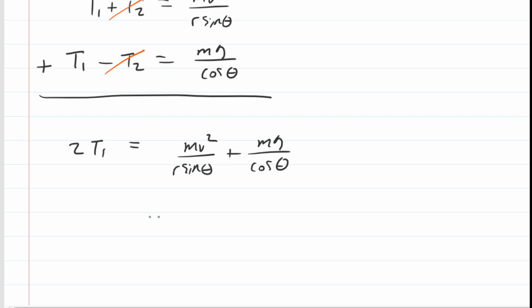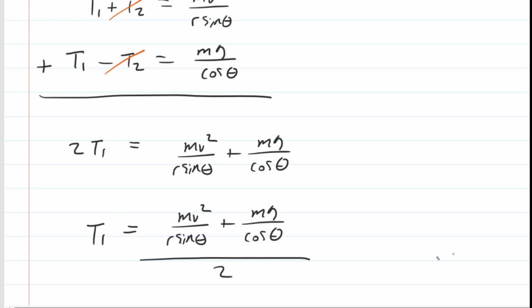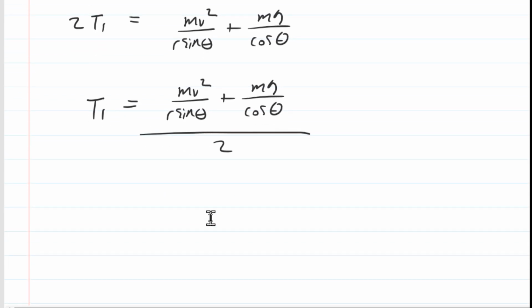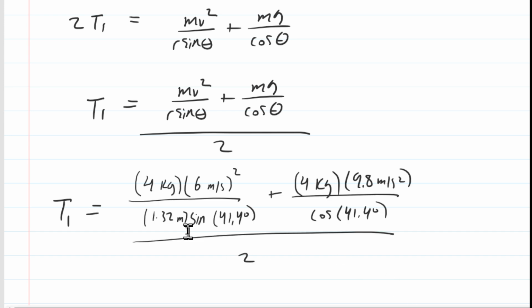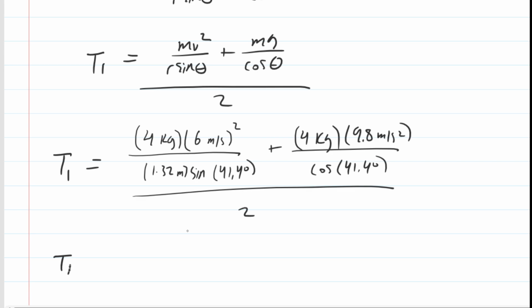We could actually solve for T1 by dividing both sides of this by 2. We get this rather hideous expression, but this will be useful to us. We can use it to solve for T1 by plugging in all of the known pieces of data. And if you carefully plug that into your calculator, you should find that T1 is approximately 109 newtons. So that is the correct answer for T1.